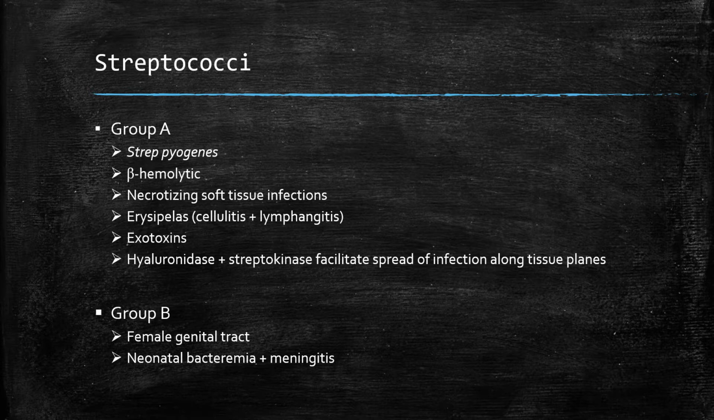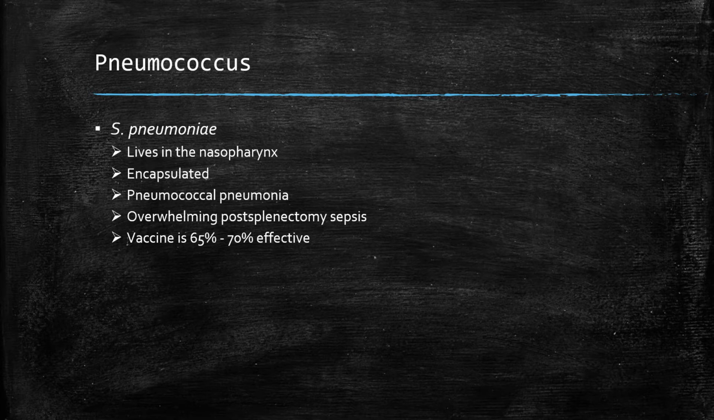Group B strep is seen on the pediatric and pediatric surgery services. This organism resides in the female genital tract and is responsible for neonatal sepsis and neonatal meningitis. Strep pneumoniae, or Pneumococcus, is an encapsulated bacteria that's responsible for pneumococcal pneumonia. This infection can occur in both a community setting as well as a hospital setting.